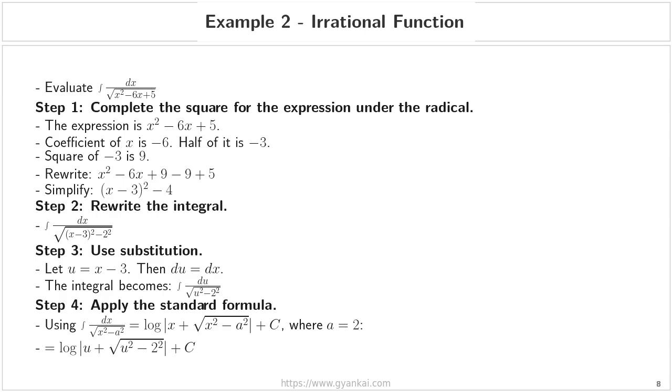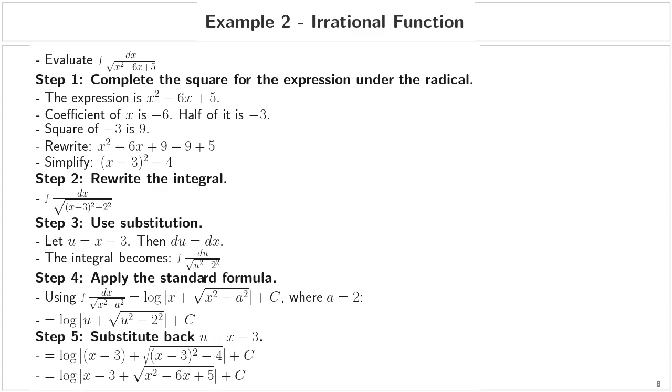Step 4, apply the standard formula. Now we can apply one of our standard integration formulas. Recall that the integral of 1 over the square root of x squared minus a squared dx is equal to the natural logarithm of the absolute value of x plus the square root of x squared minus a squared, plus the constant of integration c. In our case, a is equal to 2. So, applying this formula, we get the natural logarithm of the absolute value of u plus the square root of u squared minus 2 squared, plus c.